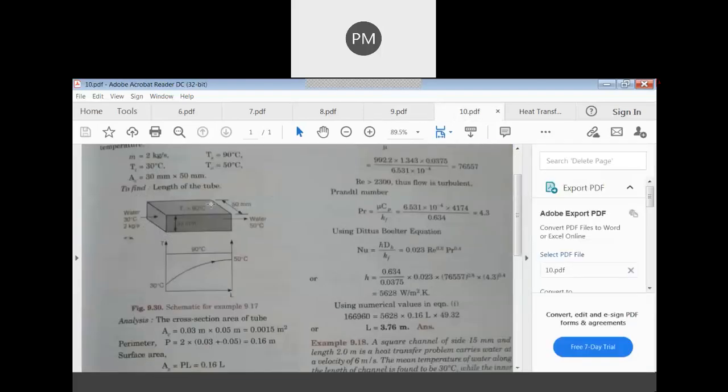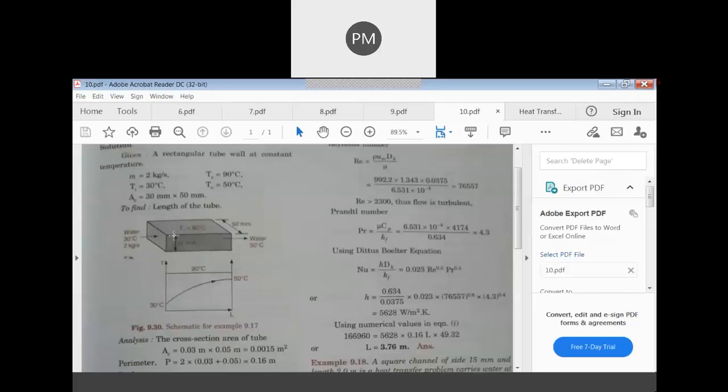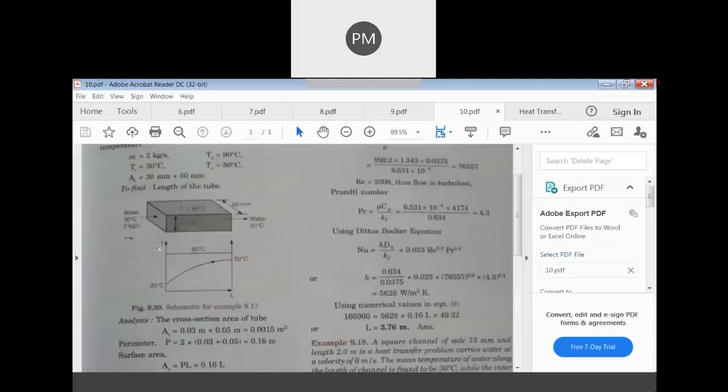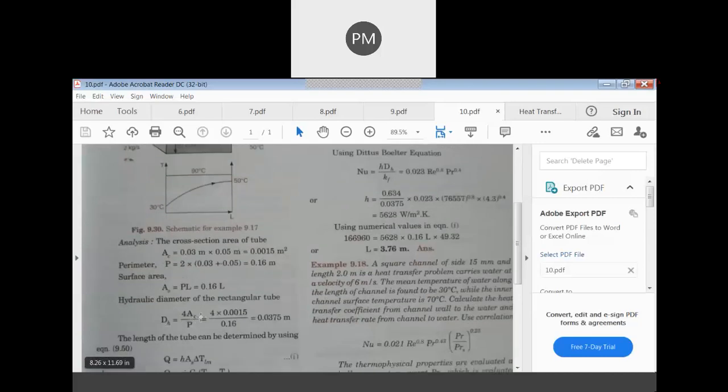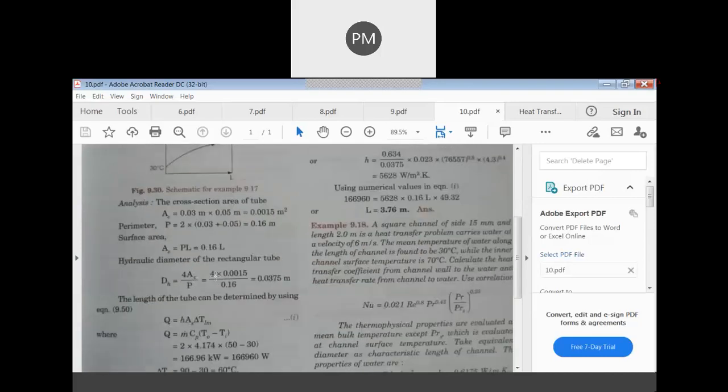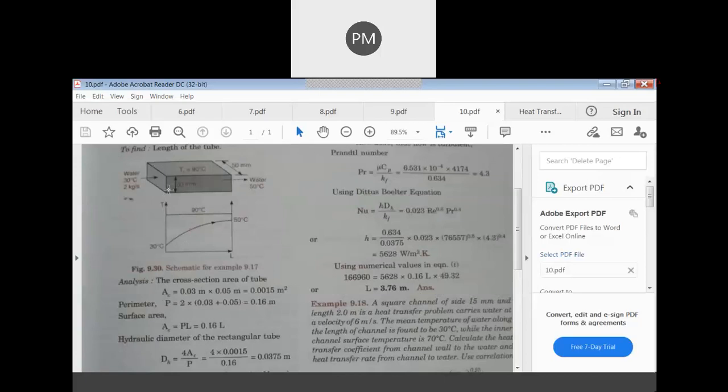See here, this is a rectangular cross section. Water is at 30 degree entering, leaving at 50 degree, mass flow rate is 2 kg per second, and the cross section is 30 mm by 50 mm. We need to calculate the hydraulic diameter. How will you do it? Hydraulic diameter is given by 4 times cross section area by perimeter. Cross section area is nothing but 30 into 50. In terms of meter, it will be 0.03 meter into 0.05 meter, 0.0015.